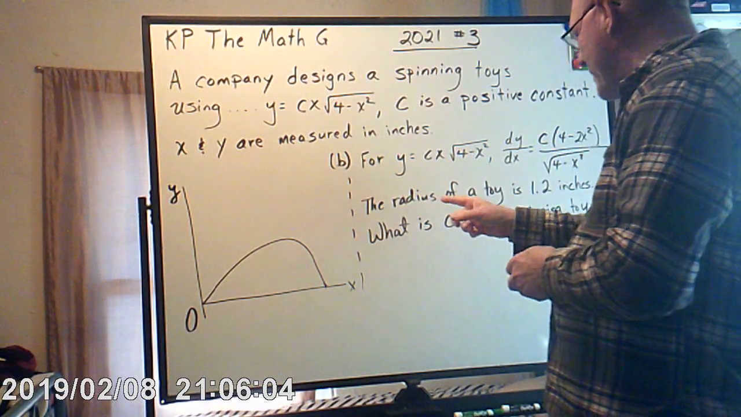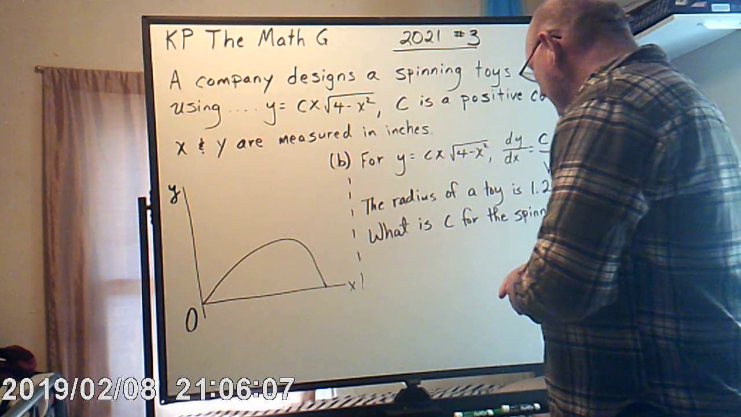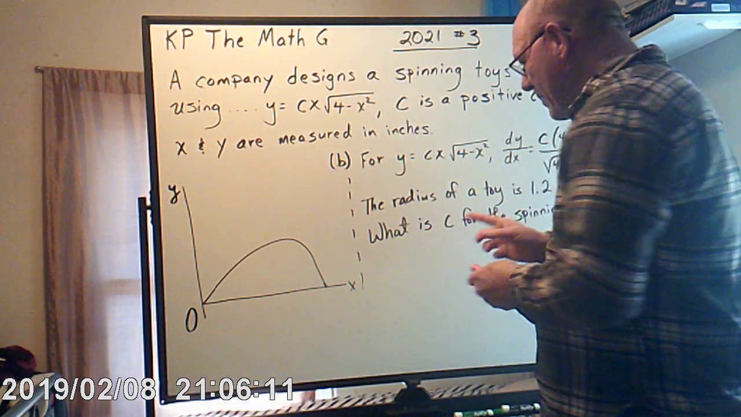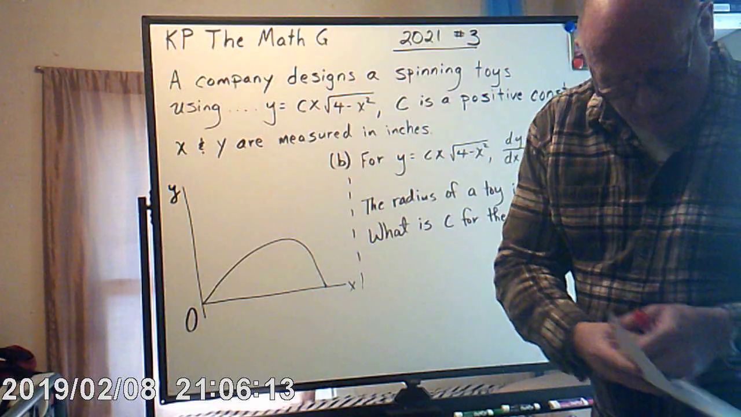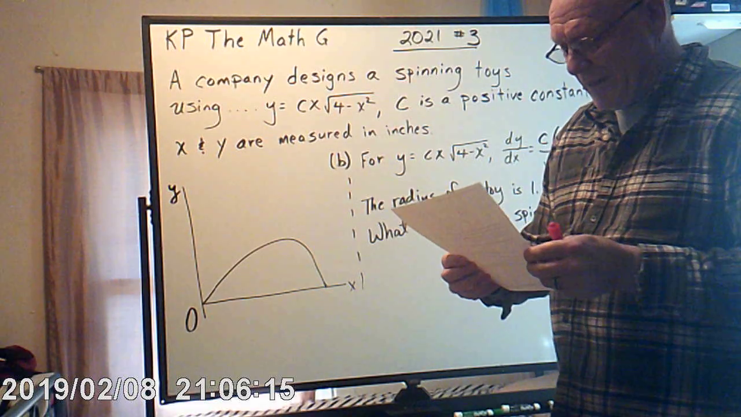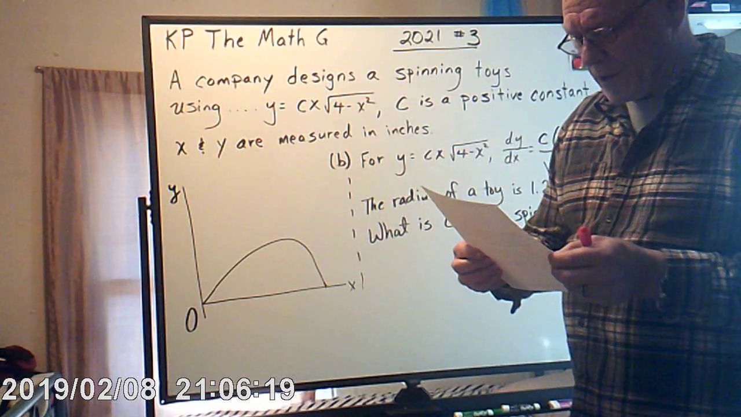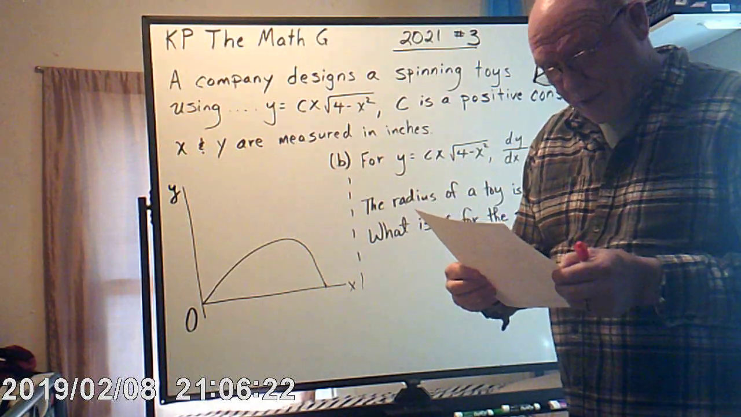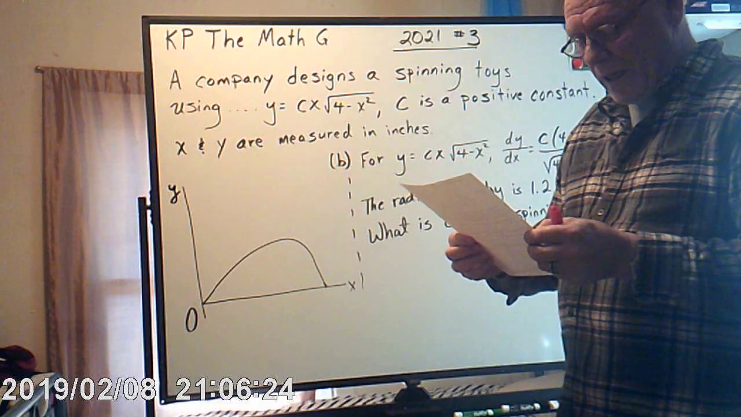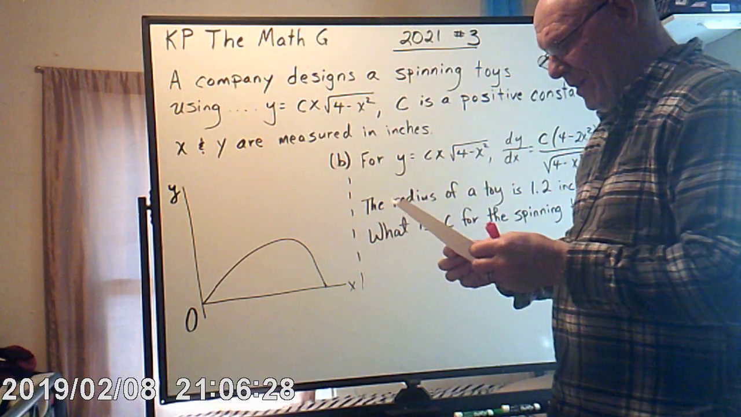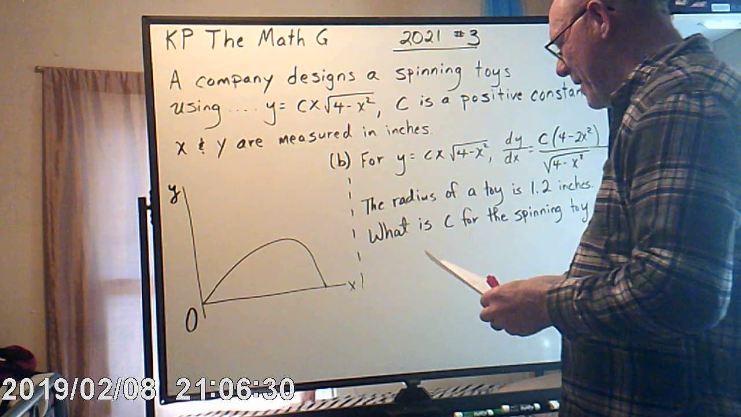Let me see if I can read part B, where they can write it better than I can say it. It says: for a particular spinning toy, the radius of the largest cross-sectional circular slice is 1.2 inches. What is the value of c for this spinning toy?